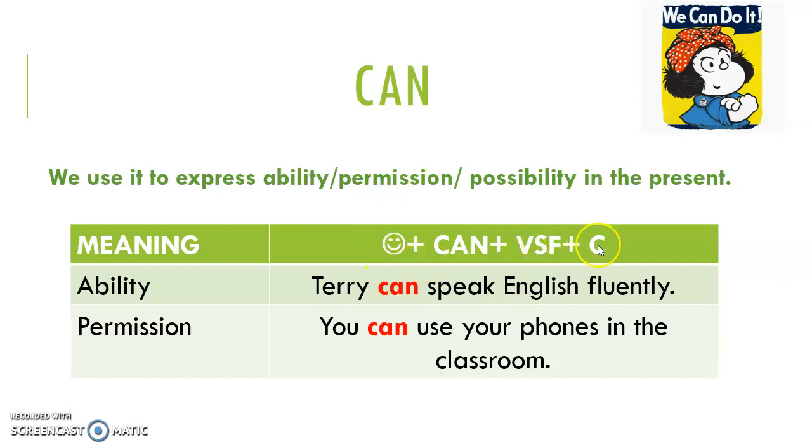Okay, this is going to be your formula, and this is very easy because you are going to use the same formula for everybody. With this modal verb, you don't need to worry about the auxiliaries. Actually, you are not going to use auxiliaries. We are only going to use can. Okay, so when you say, for example, Terry can speak English fluently, what does that mean? Well, that you have the ability of doing this. If you say, for example, you can use your phones in the classroom, well, now that we don't have a classroom, of course you can use it.